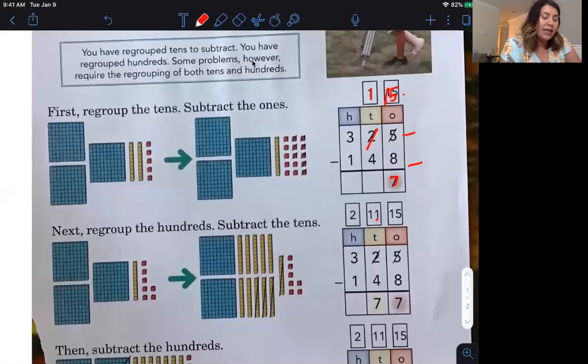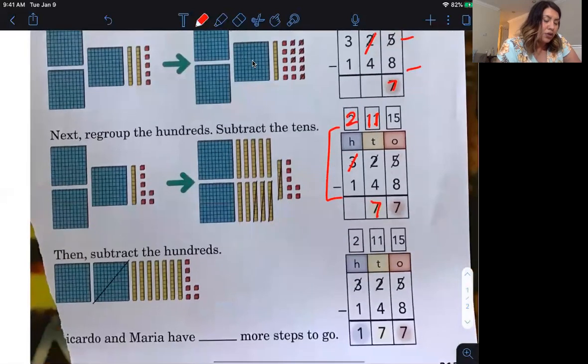Nice. 1 take away 4. Can you do it? No, we can't. So we need to borrow again. So really, they're going to take 3, make it a 2, and give another 1 here. They already had a 1, so it turns into 11. Okay, so 11 take away 4 then becomes 7. And then we're going to do this side of 2 take away 1 equals 1. So our answer is 177.